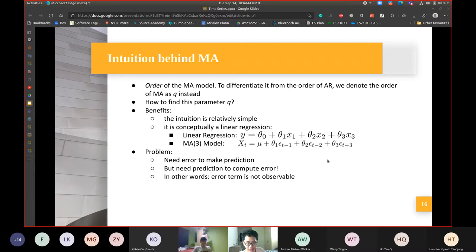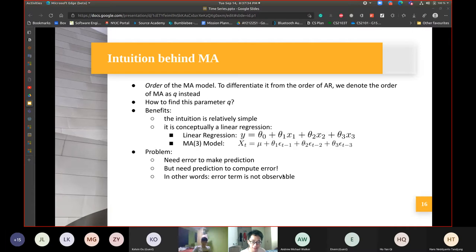But this definition by itself is actually very hard to implement, because this model suggests that you need to have an error first in order to come up with a prediction. But then the very first time you encounter this, you need to make a prediction, but then the prediction requires error. And to get error, you need to make a prediction. So it's a bit circular here. Does that make sense? So to come up with a prediction, you need to make a mistake. But then to make a mistake in the first place, you need to have made a prediction. And that makes the error what we call unobservable, which is you can't actually see the mistake.